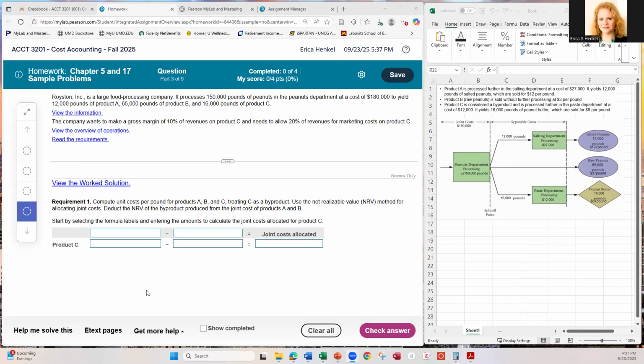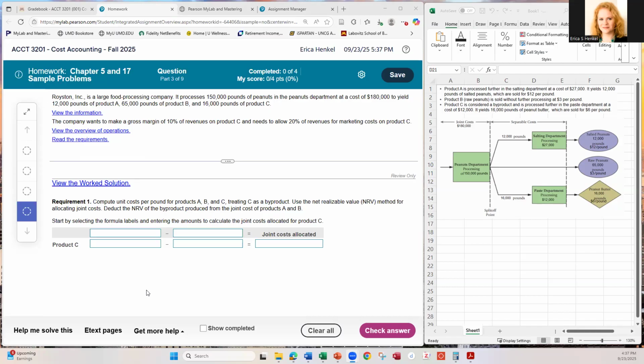Class, this is a walkthrough of problem number 4 from the chapter 5 and 17 sample problems, which is going through some other examples of distribution of joint costing.